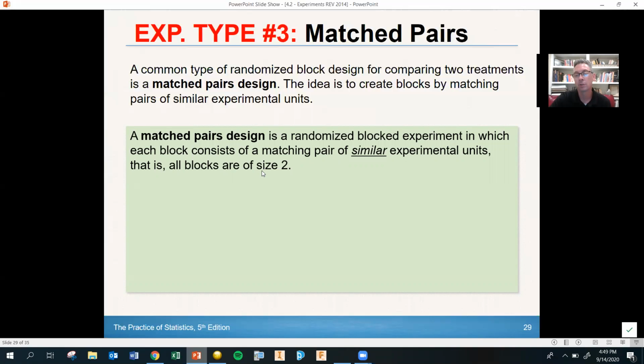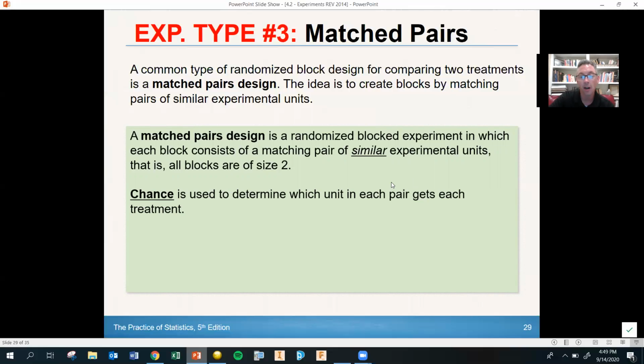So we would never do like our blocking experiment about the ACT test program, where you might have 20 students who scored 18 and under, and 20 students that scored 19 and higher. We would never do that in matched pairs. Every block is only going to have 2 people in it, and the 2 people have to be as similar to each other as possible. Now, if they're not identical to each other, there's going to be some differences, and sometimes those differences can have an effect on the results of the response variable.